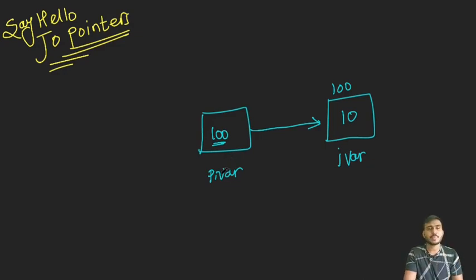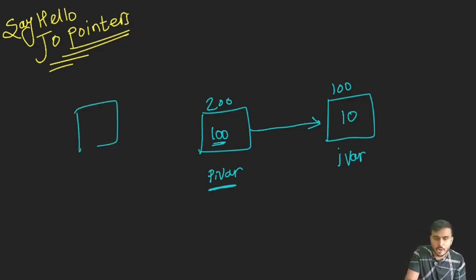Cool, it's very easy. Now as pivar is a pointer and it is a variable, it is also going to have some address. Let's assume that its address is 200. As the next step, we are creating one more pointer whose name is ppivar. What is this ppivar storing? It is storing the address of pivar, and the address of pivar is 200.